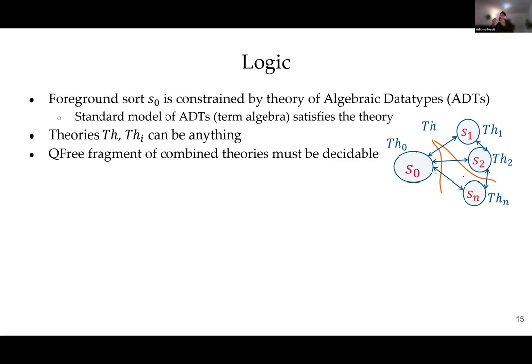And the foreground sort is constrained by the theory of algebraic data types, which includes the initial term algebra, but can include any model that satisfies that theory. There are various axiomatizations. We are going to be agnostic to the axiomatization in this talk. It actually doesn't matter, but you can pick your favorite axiomatization that says distinct elements must create distinct elements, unequal elements destructed will create unequal elements, no junk, any set of axioms that you'd like. So that's the foreground sort, algebraic data types.